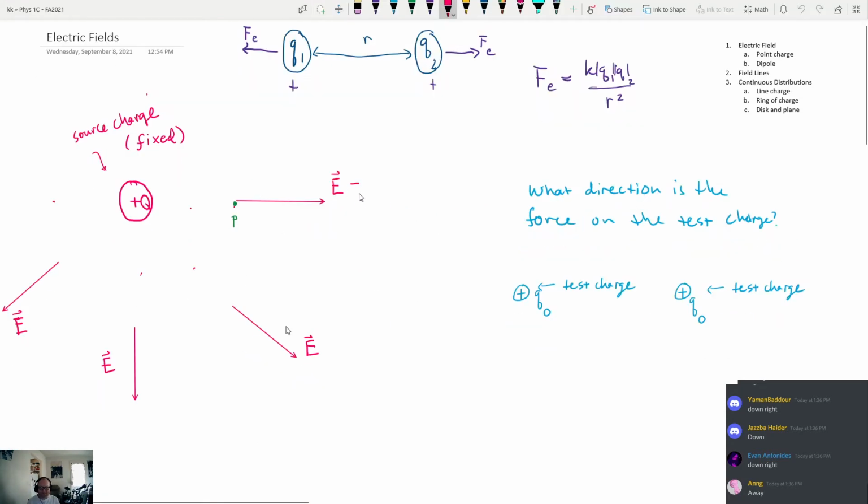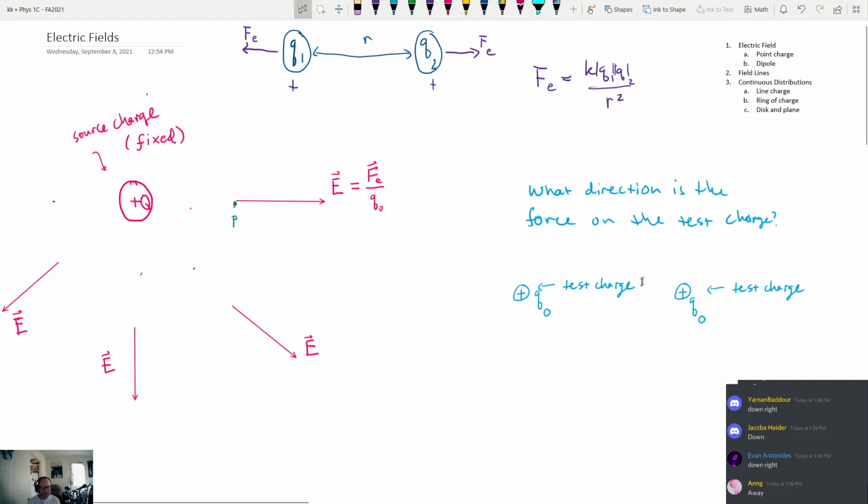So what the electric field is: you take the size of the force that would be placed on your object and you divide by the test charge. That's it. That's what the electric field is. You take the electric force and you divide by the size of the test charge.